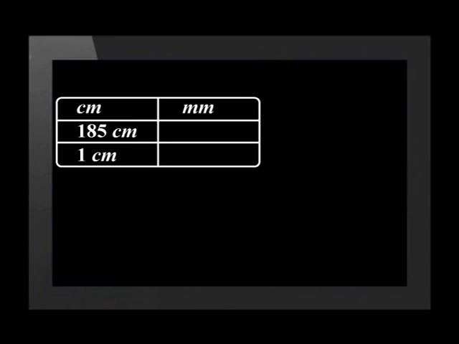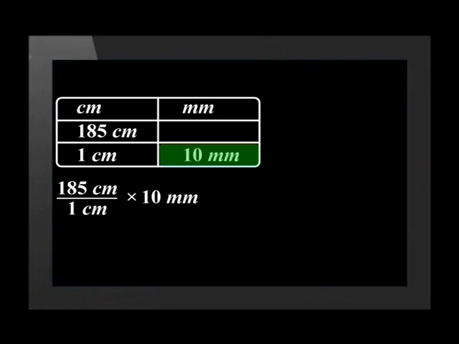1 centimeter equals 10 millimeters. To find the answer, divide the values in the same column. The top value is divided by the bottom value. Once you have this answer, multiply by the rest of the conversion factor. This means that 185 centimeters is divided by 1 centimeter and multiplied by 10 millimeters. The answer is 1,850 millimeters. Now for our next example.